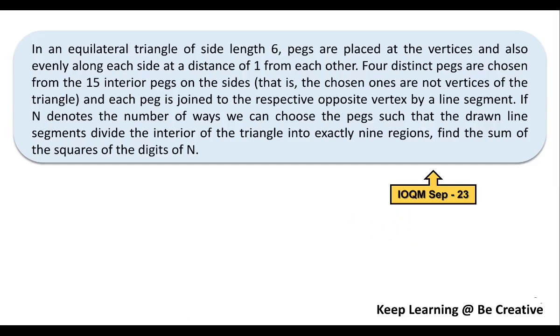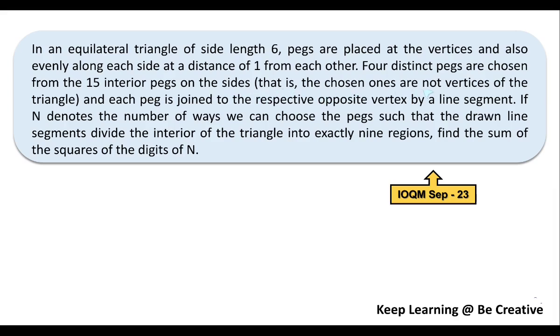In this video, we are going to discuss a very interesting geometry problem from the IOQM exam. In an equilateral triangle of side length 6, pegs are placed at the vertices and also evenly along each side at a distance of 1 from each other. 4 distinct pegs are chosen from the 15 interior pegs on the side.